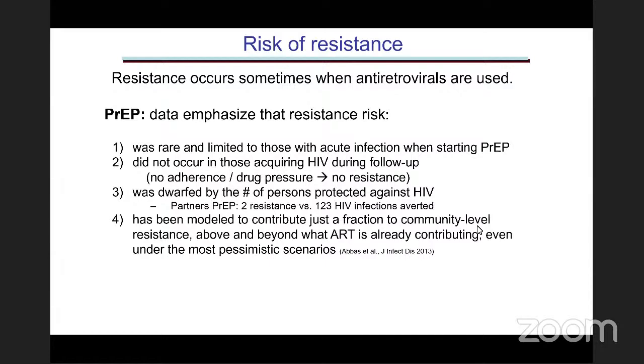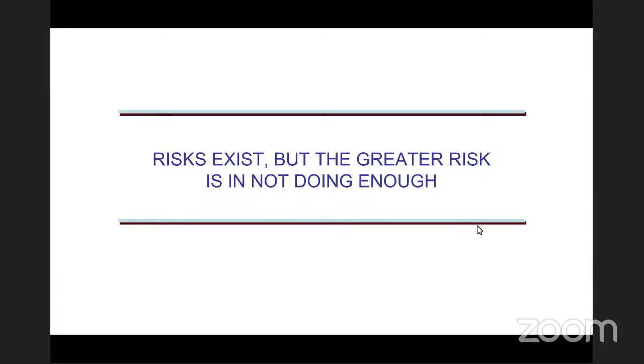And there were modeled to have the number of infections averted at 23. So it's a balance. You get a few cases of people getting resistance, probably because they are not adhering properly, but you prevent many more. Remember, even resistance occurs naturally for people who are on ARVs, when they have challenges either in adherence or over time. So there is a benefit of preventing new infections, even as we think about this question of resistance. When we think about the use of PrEP, there are risks, but there are greater risks in not doing enough.